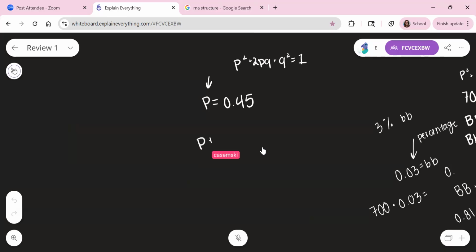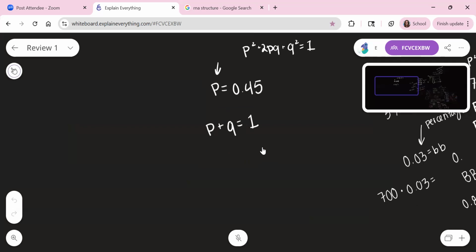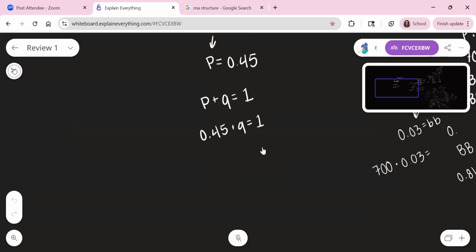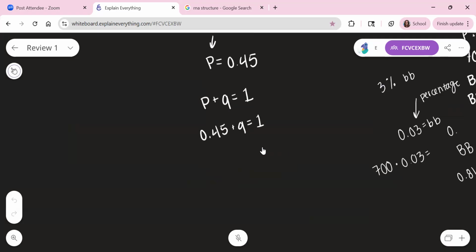P plus Q equals 1. That's another thing that you should know: P plus Q equals 1. So we can find Q by putting in 0.45 plus Q equals 1. How can we go from here to find Q? Yep, we can subtract, and that will give us 0.55 for Q.